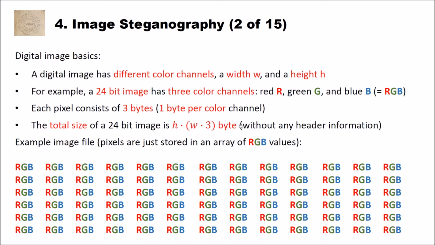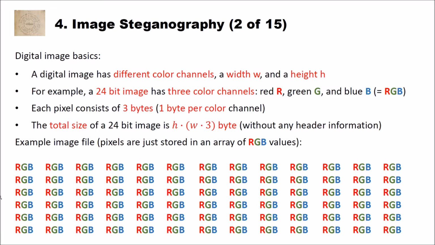Of course, we have no header information here. The image files need header information, for instance, to know what width and height we have. But for the computation, we omit the header information. Here's an example image file, or only the pixels of an example image file. The pixels are just stored in an array of RGB values. So when you open the file, for instance with a hex editor, you see 1 byte for the red channel, 1 byte for the green channel, and 1 byte for the blue channel, and then you get this pixel information. Then you go to the next one, and so on, and you have a huge array of RGB values.